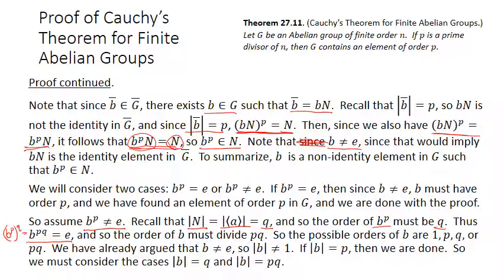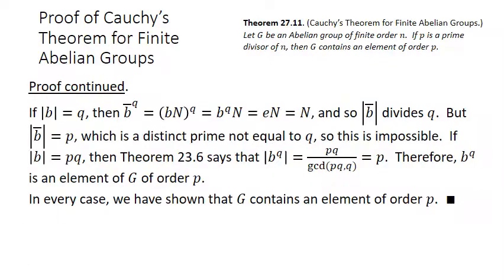So we already argued that it can't be 1, because we argued that b cannot be the identity. So the order of b cannot be 1. Of course, if the order of b is p, then we're done, because that's exactly what we're looking for. We're looking for an element of G that has the order p. So the only two cases that are left for us to look at are the cases where the order of b is q and where the order of b is pq.